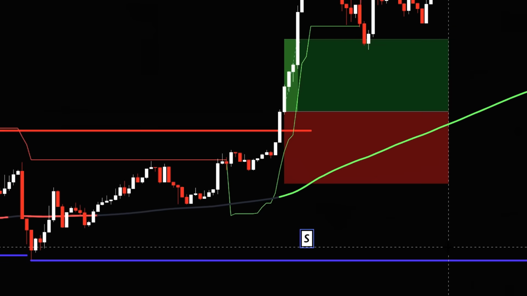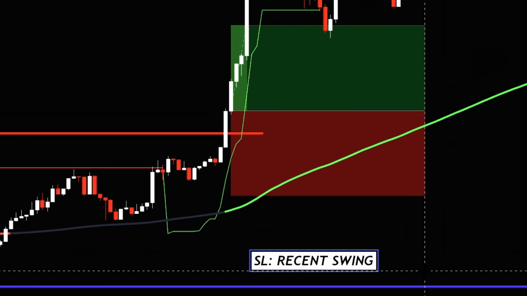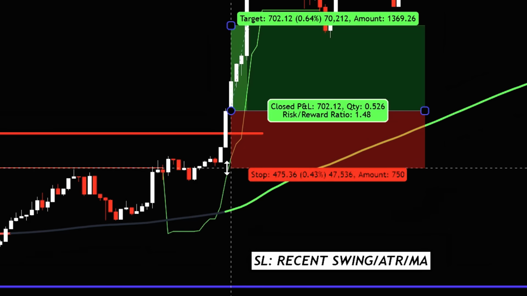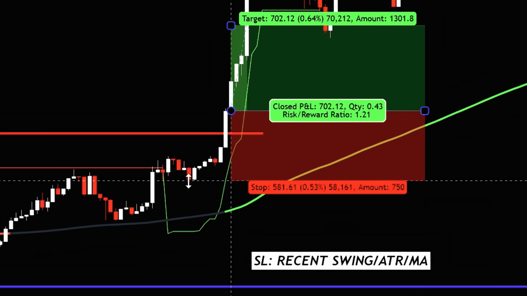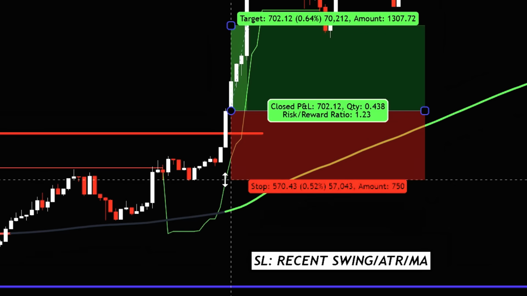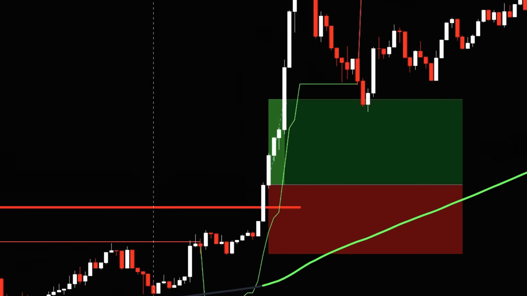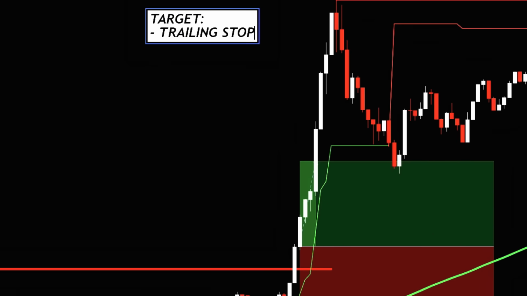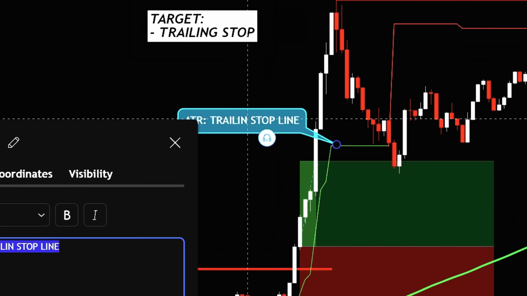Your stop loss goes just below the recent swing low, and you can use the ATR line for a more dynamic stop. For your take profit, aim for a simple 1 to 2 risk to reward ratio. You risk $100 to make $200. It's a clean and effective exit strategy.